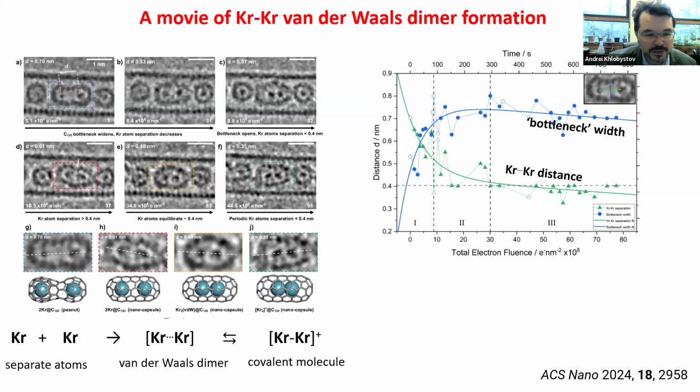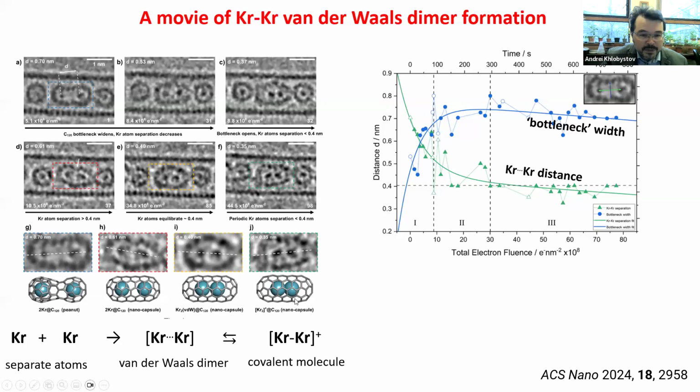So we know that by measuring distance between the krypton atoms and comparing that to the van der Waals diameter of the atom. So this is very exciting because van der Waals dimers are quite transient species, and of course they exist, but they're very difficult to detect. But here we image them in direct space, just in real time, using this confinement effect.